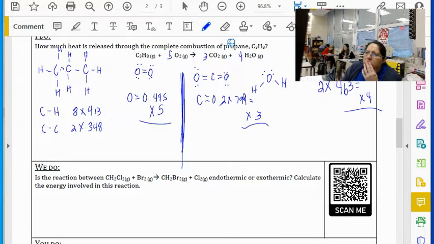So we do the right side minus the left side, is that what you said? Products or reactants minus products. Yeah, broken minus formed.